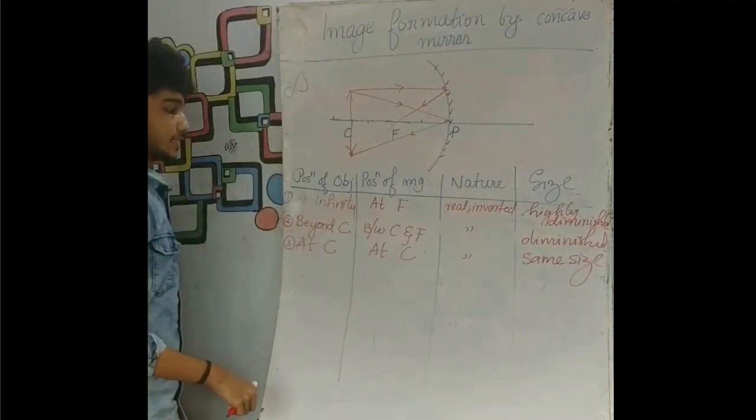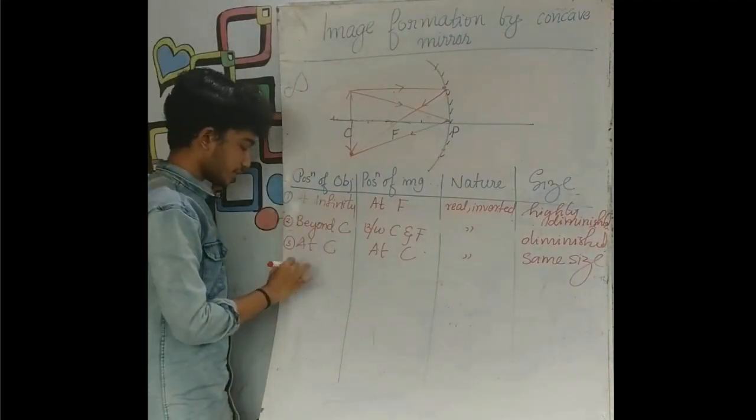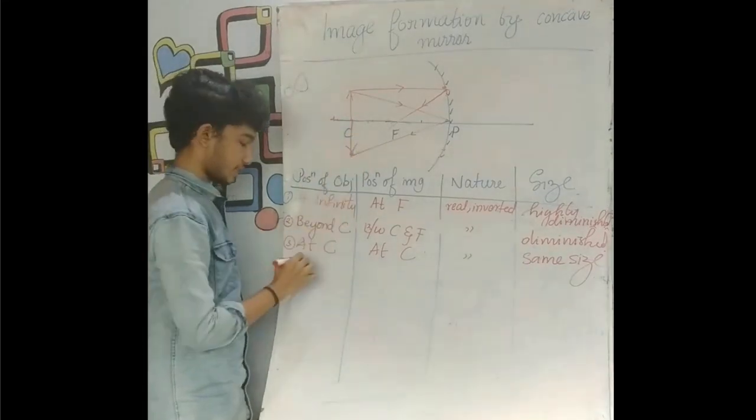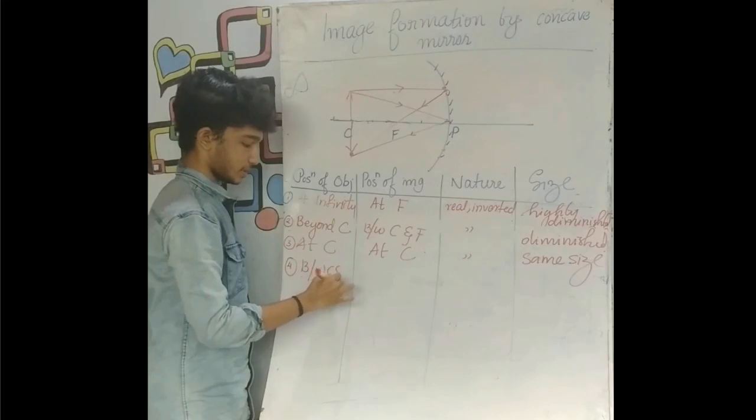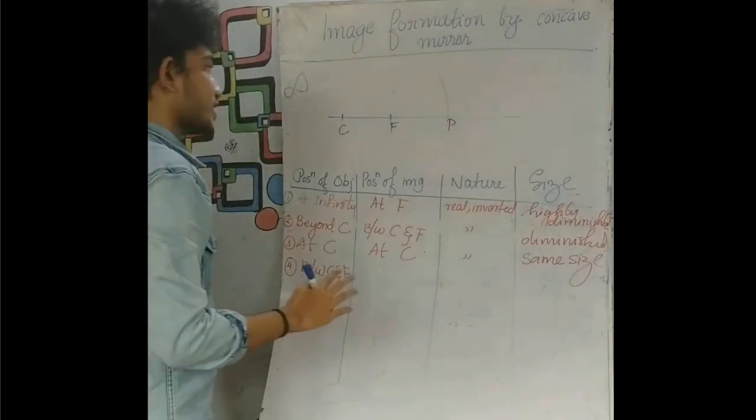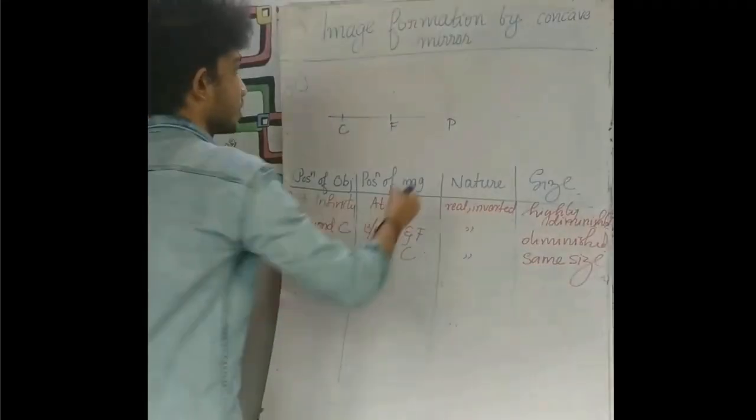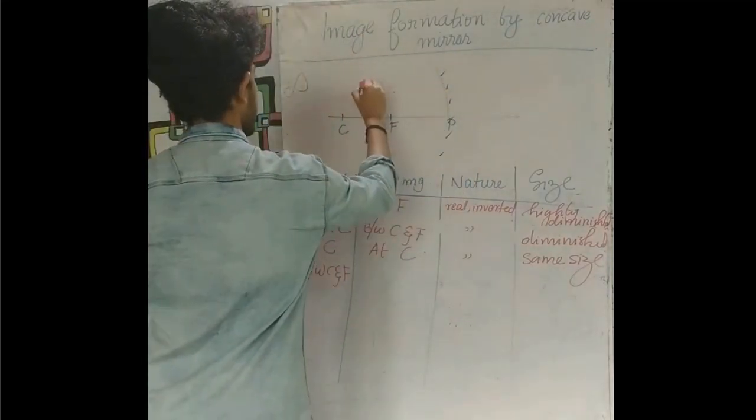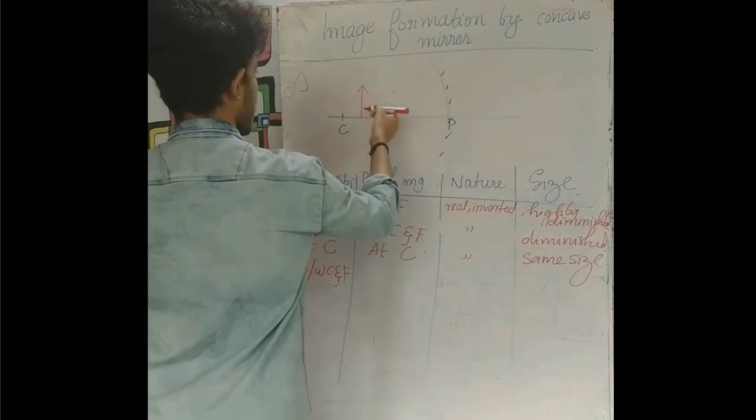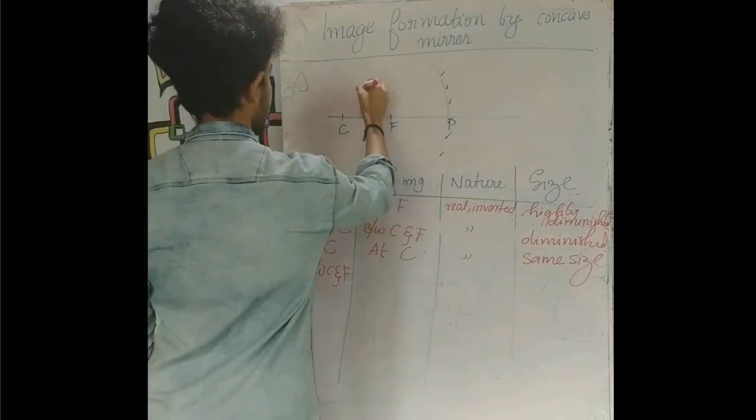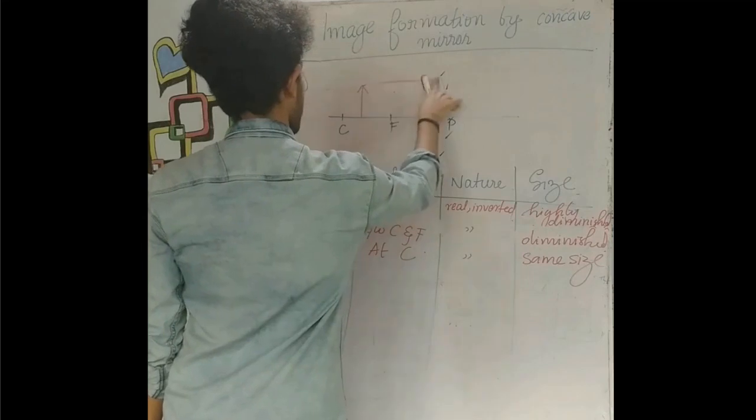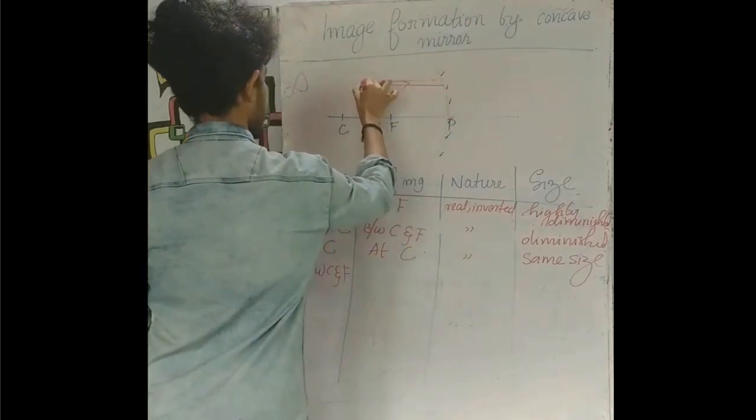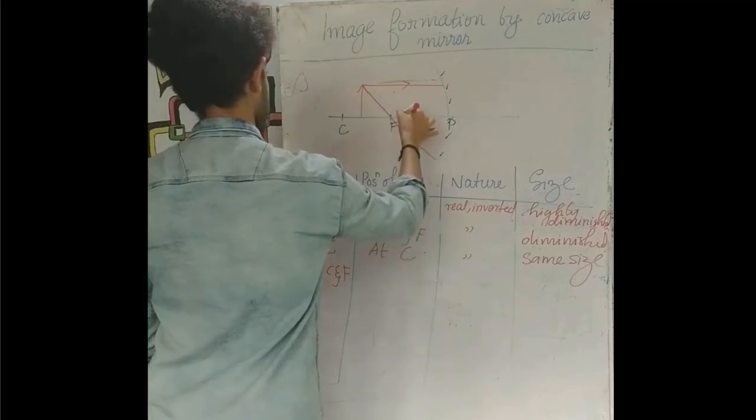This is the third case. Now fourth one, where we are placing the object between C and F. Let us place the object and see what happens. I have redrawn the concave mirror. We are placing the object between the center and the focus. And let us consider two rays. Let the first ray be parallel to the principal axis, and let the second ray be passing through the focus.